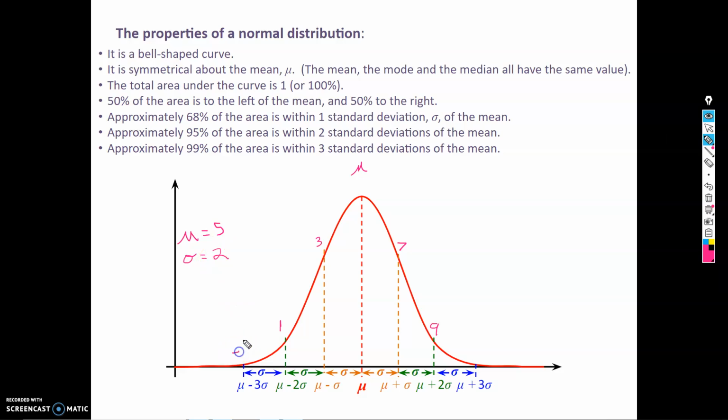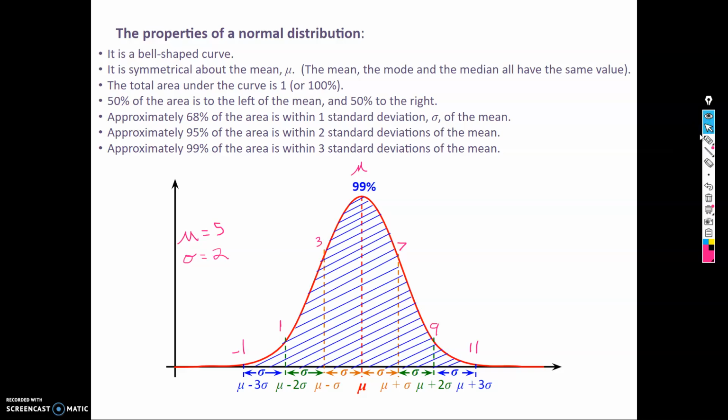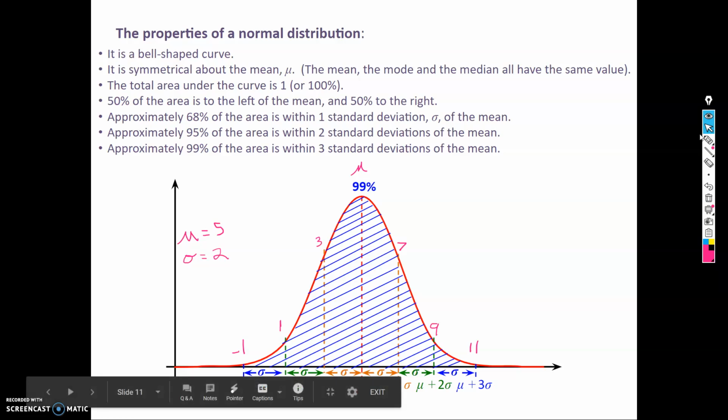So this is actually going to be out at -1. Mu again is 5. 1 standard deviation is 2, another standard deviation is 9, another standard deviation would be 11. So we're going up by 2 every time, we're going up by the standard deviation. So 99% of our area is going to be contained between -1 and 11. Okay, so that's the recap.